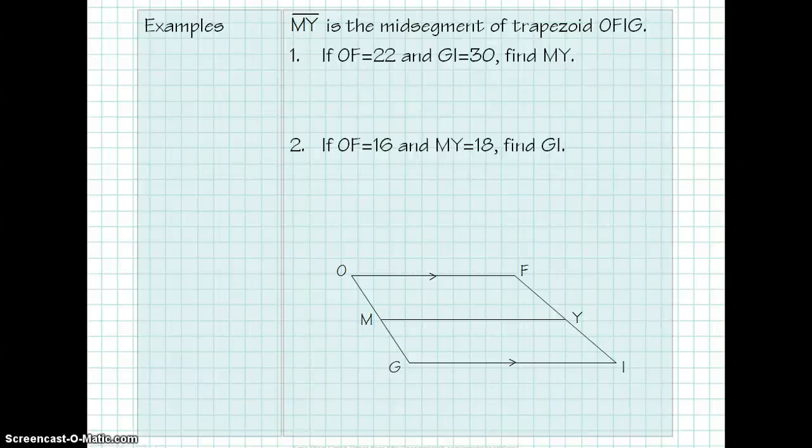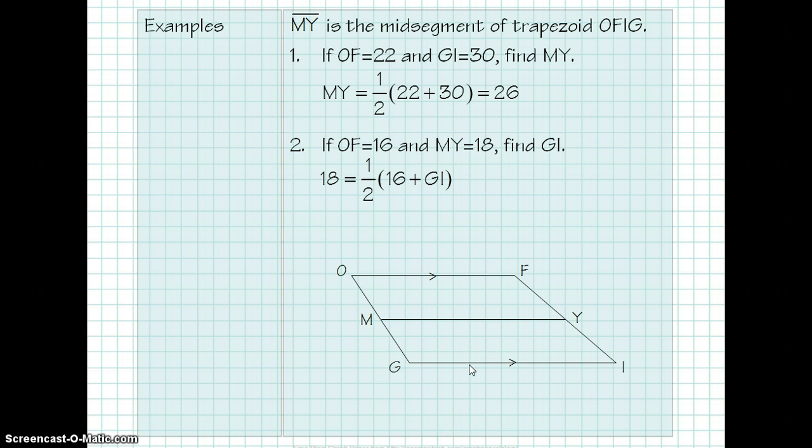So in this case here, I have MY as the mid-segment of the trapezoid OFIG. If OF is equal to 22 and GI is equal to 30, I want to find MY. Again, we're going to find the average. So 22 plus 30 divided by 2, we get 26. Another type of problem you may see is that I've got OF is 16, MY is 18, and I want to find GI.